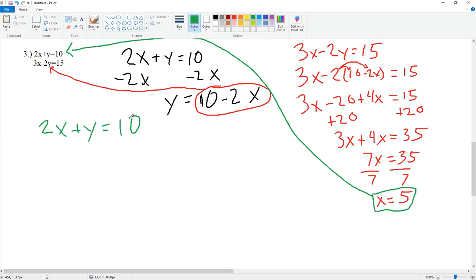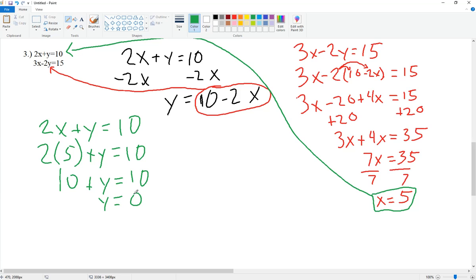I'm going to plug in my x, my 5 into where my x was. So 2 times 5 plus y is equal to 10. 10 plus y is equal to 10. So that means that y is equal to 0, because I minus 10 from both sides. So that means that my final answer will be 5, 0.